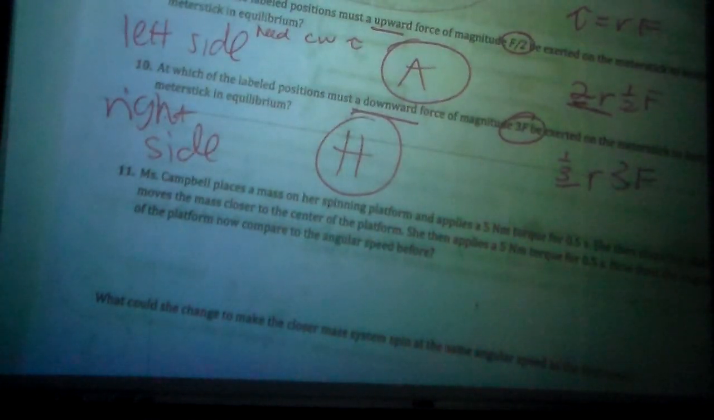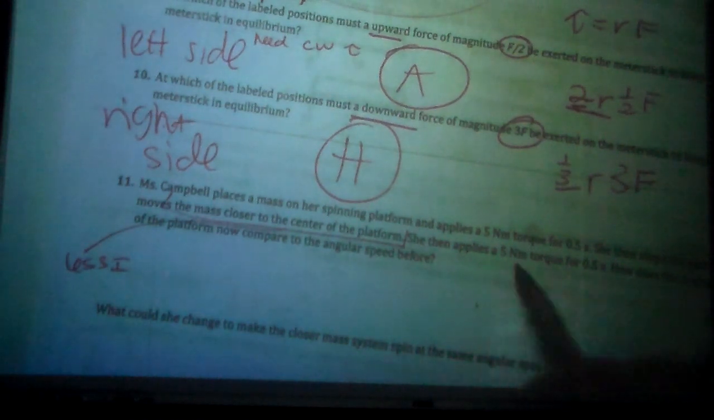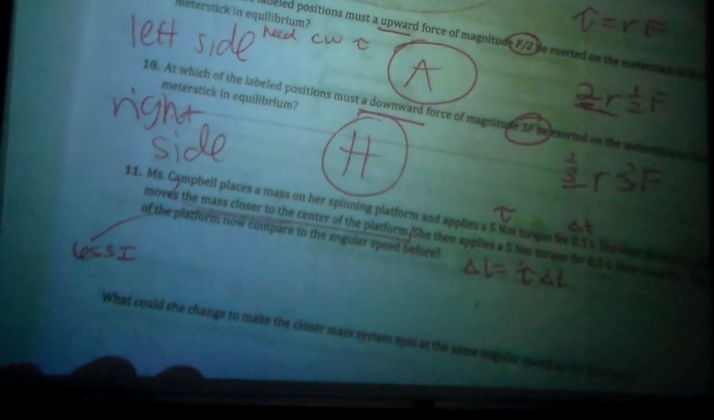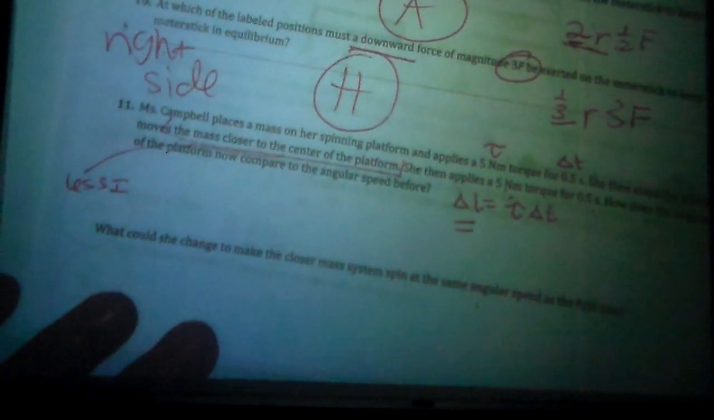Alright, I have a mass on my spinning platform. I apply a torque for 5 seconds. I stop it. I move the mass closer to the center of the platform, so that is less I. And I apply the same torque for the same amount of time. How does the angular speed now compare? So think about, I have torque and I have time, which means I'm looking at this equation kind of. In either case, same torque, same time, I'm getting the same change in angular momentum. So in either case, they gain the same L.